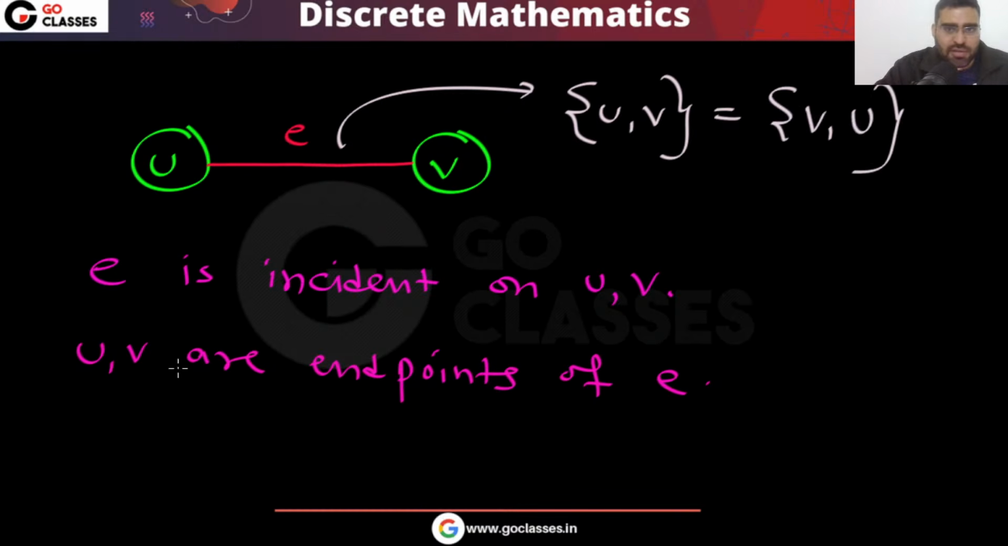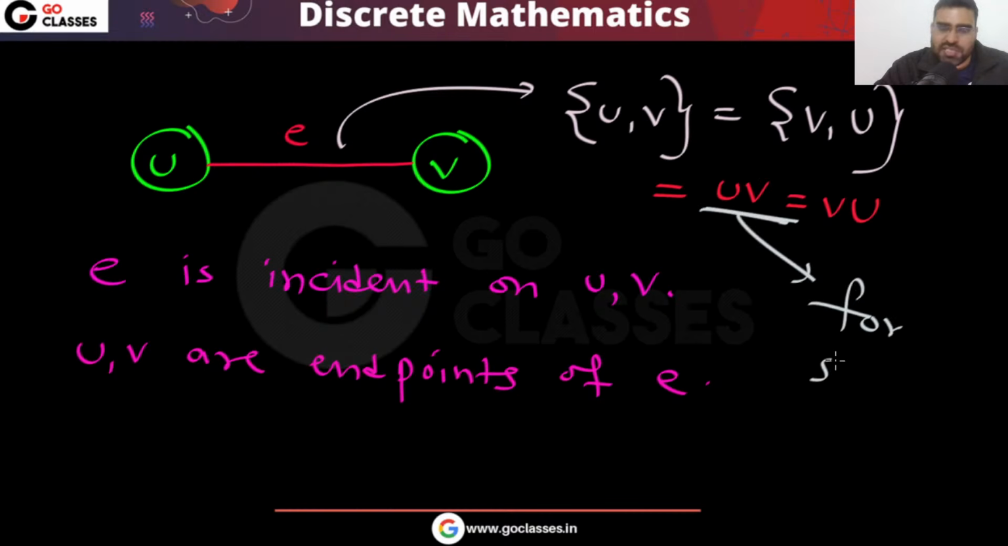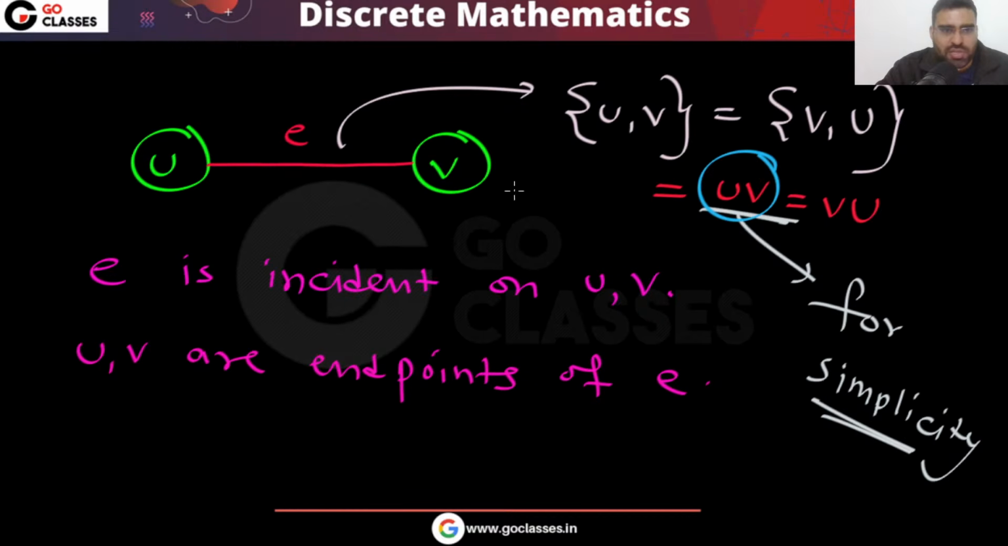Because this is an unordered pair. But for simplicity we will write it uv, or you can write it vu. This is just for simplicity. For simplicity we will write it, but it does not mean that there is order. Is this clear? You already know the graph is undirected. If the graph is undirected, then there is no ambiguity, because it simply means that this is your edge uv. So this is for simplicity only.